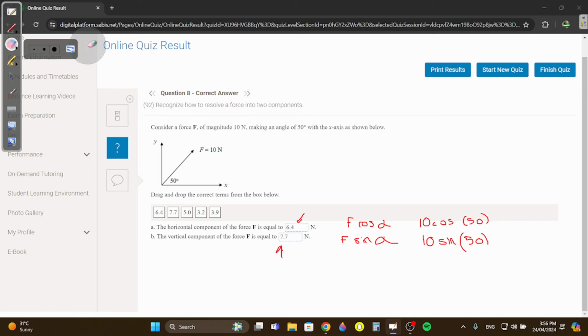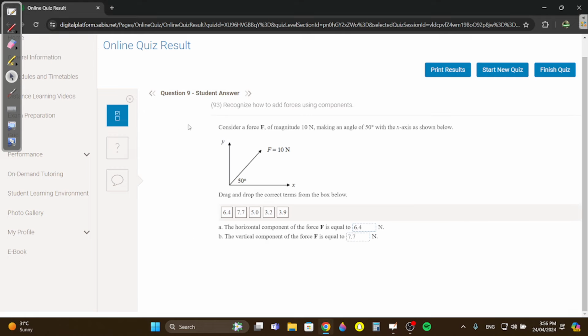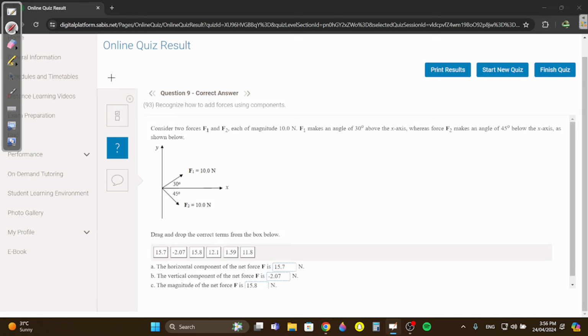Okay, question 9. Okay, two forces, F1, F2, 30 degrees, 45 degrees. Okay, the horizontal component of the net force and the vertical and then the magnitude. Okay, so they want the total Fx and they want the total Fy. Okay, the Fx is going to be equal to the F1x plus the F2x, right? The Fy is going to be F1y minus F2y.